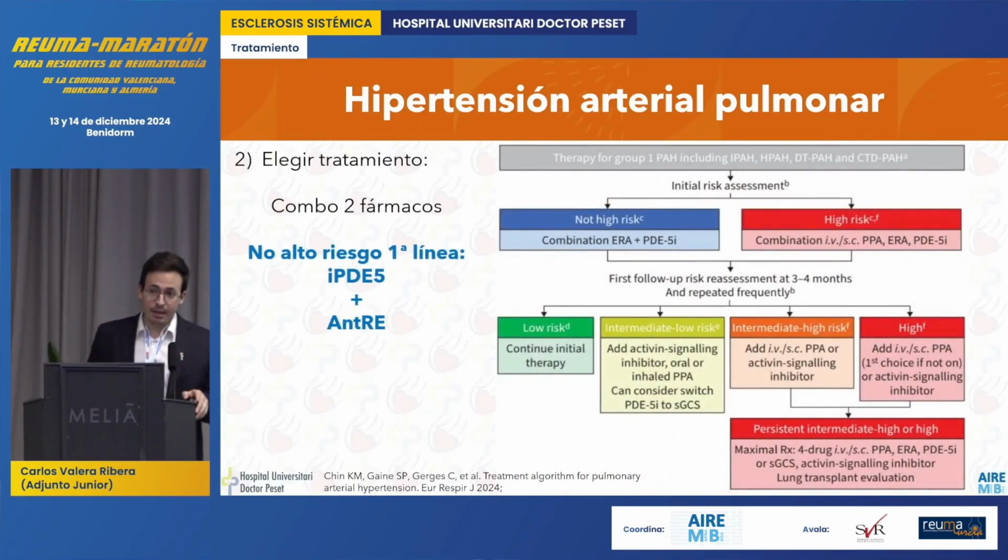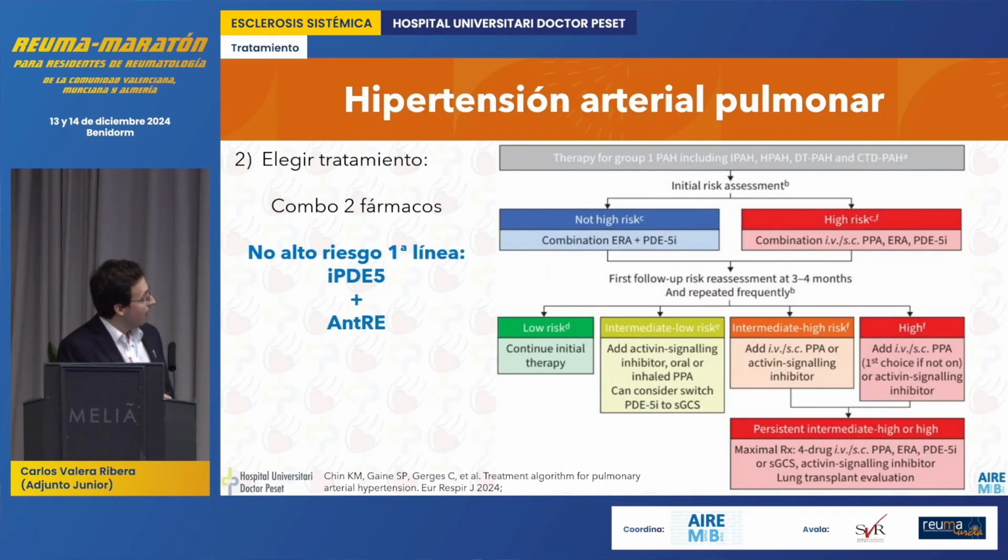When it essentially pertains to treatment, once we've stratified the risk, we divide it into either non-high risk or high risk. And this will guide us in deciding whether to use a combination of 2 or 3 drugs. In non-high risk cases, as first-line treatment, a phosphodiesterase type 5 inhibitor and an endothelin receptor antagonist, that is, sildenafil.